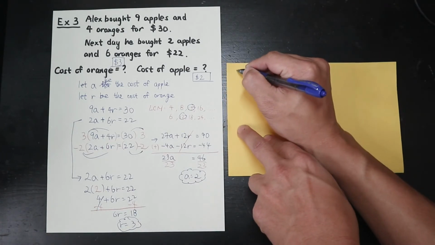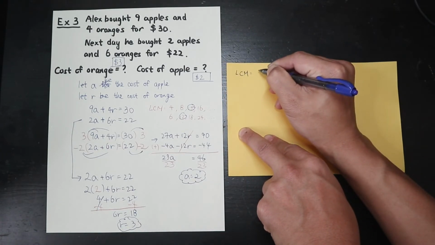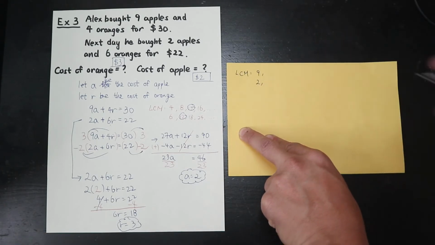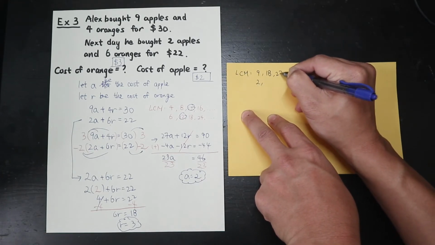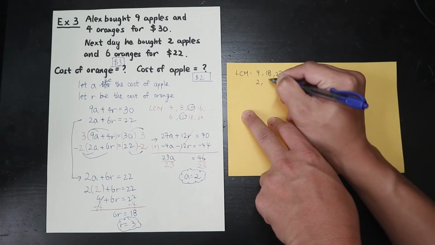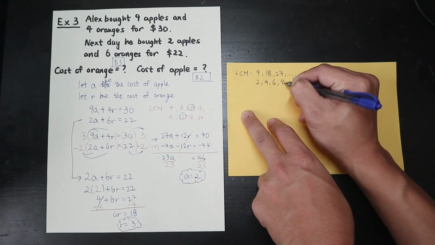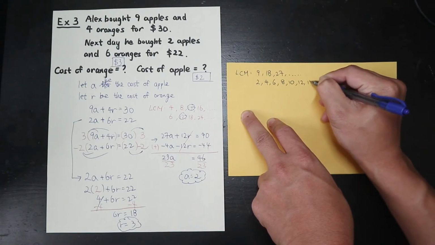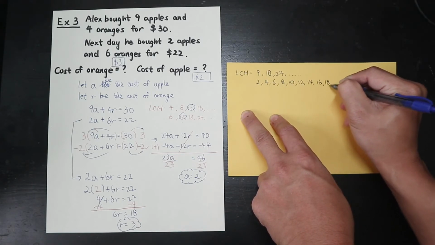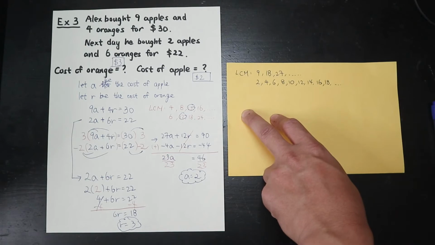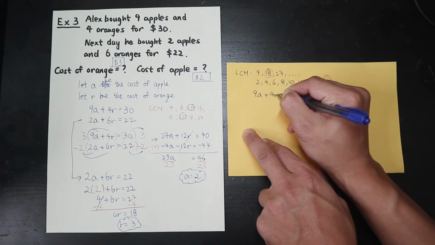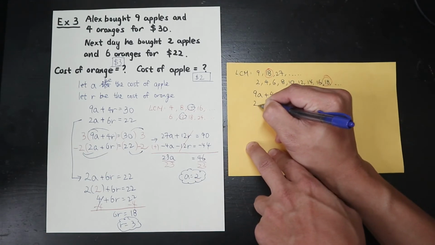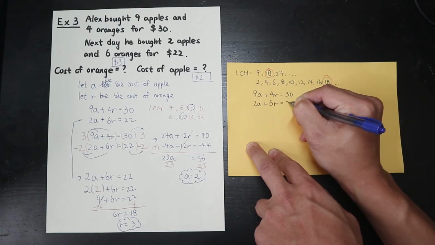So I'm going to write LCM like this, and I'm going to list the multiples of 9 and the multiples of 2. So 9 would be 9, 18, 27, and so on and so forth. 2 would be 2, 4, 6, 8, 10, 12, 14, 16, 18. And I see that both lists have the number 18. So what you do is rewrite the equations: 9a plus 4r is equal to 30, and then 2a plus 6r is equal to 22.